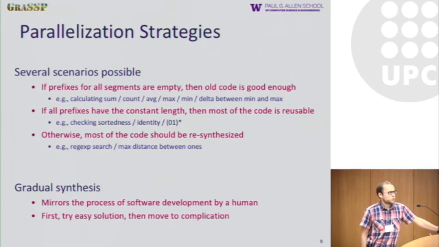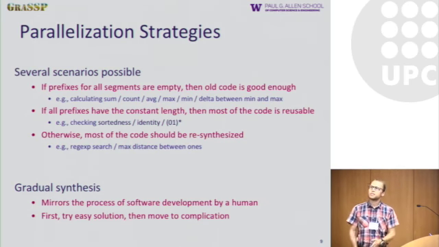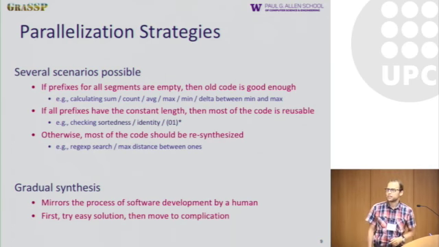In our approach, called gradual synthesis, we walk through these three parallelization strategies gradually. So we first consider the first scenario and try to synthesize the implementation, which is actually quite simple. If it doesn't work, we move to the more complicated one and try to synthesize the parallel implementation using the second strategy. And if that doesn't work, we go for the worst case scenario.